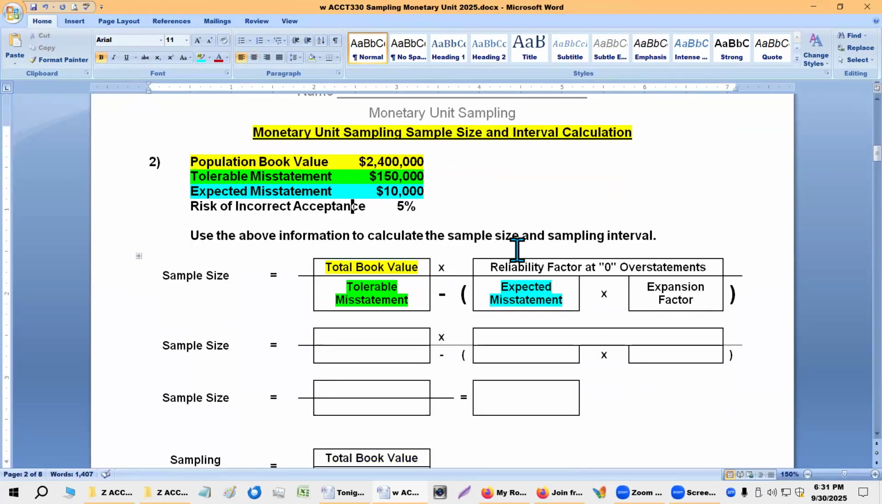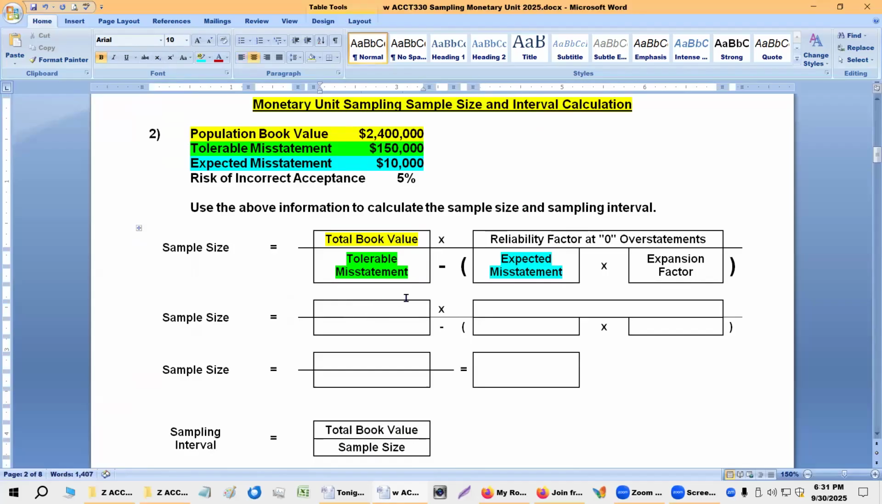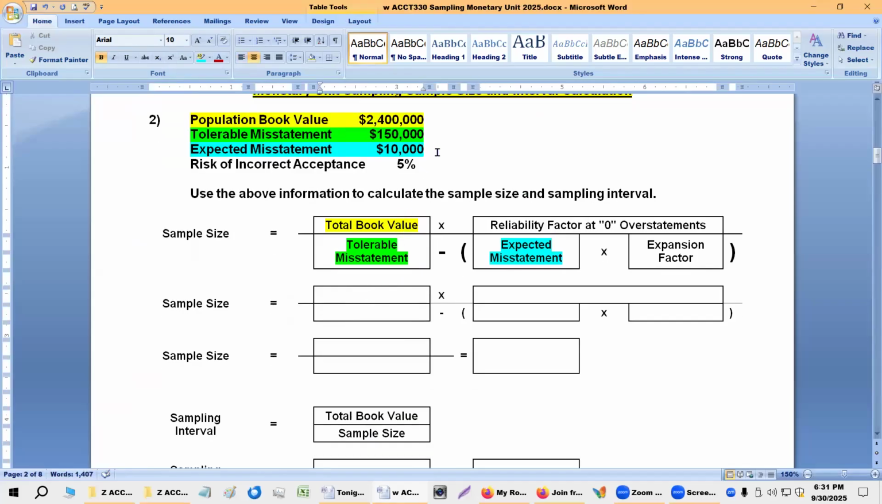So this is our formula we have. And we don't have these other ones. Well, let's go ahead and fill in what we have. Okay, so the total book value is 2,400,000.